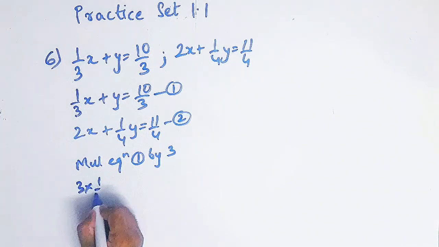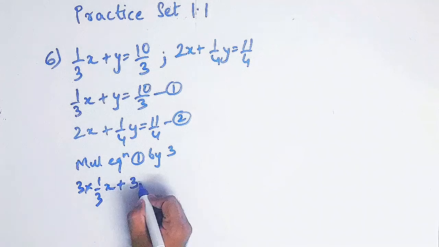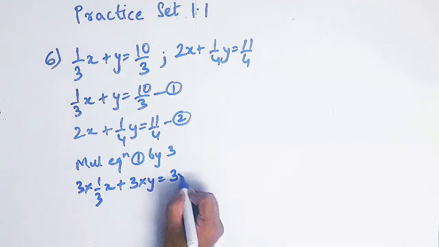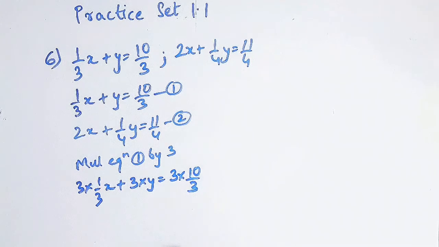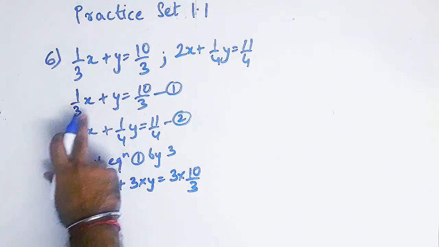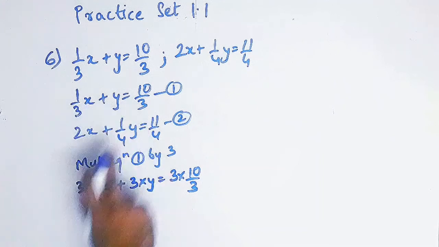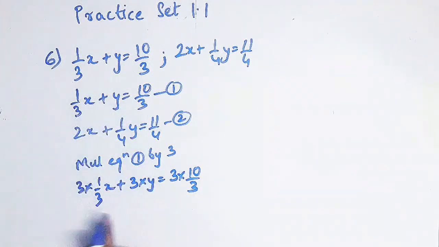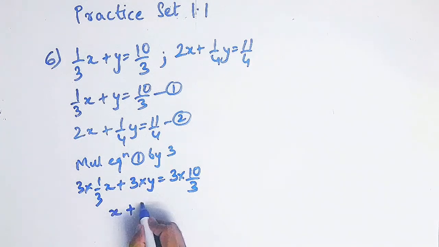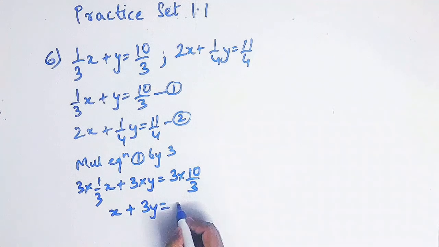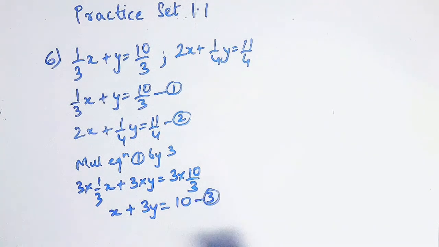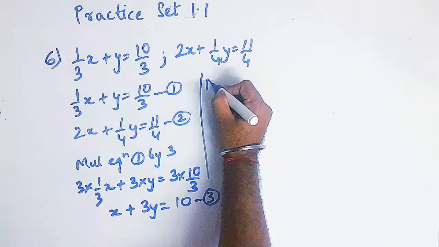I'll show you how to do this. 3 into 1 by 3x plus 3 into y equals 3 into 10 upon 3. What I have done is, every term I have multiplied with 3. So what remains here, 3 gets cancelled, this becomes x, this becomes 3y, here 3 gets cancelled, we get a new equation, that is x plus 3y equals 10. This is equation 3.